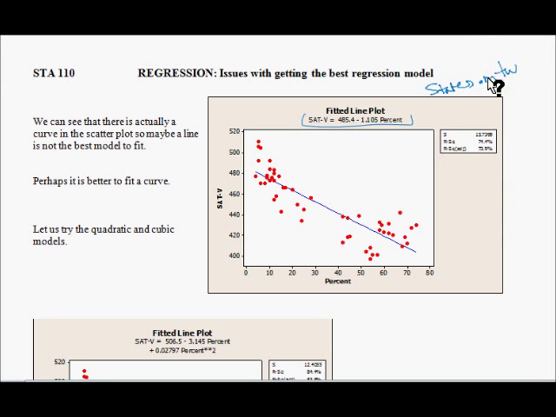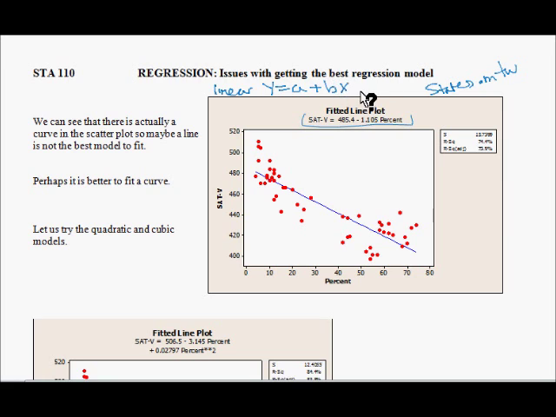Looking at the states .mtw, and we're looking at the verbal as the response and percentage as the predictor. We're fitting the simple linear model, and we got this equation: the SD verbal is 485.4 minus 1.105 times percent. So that's our linear model, which is y equals a plus bx.